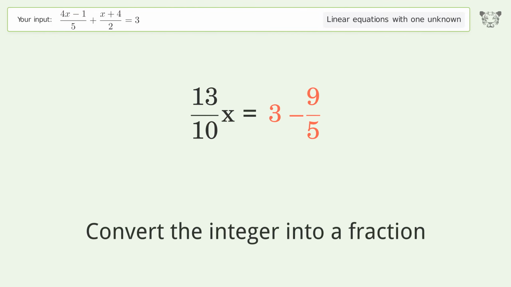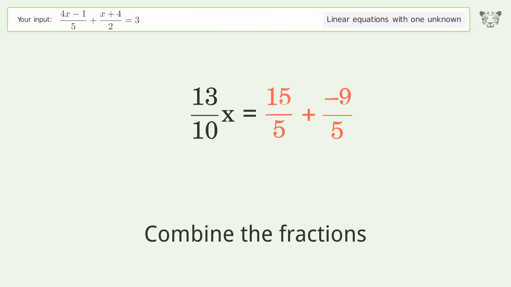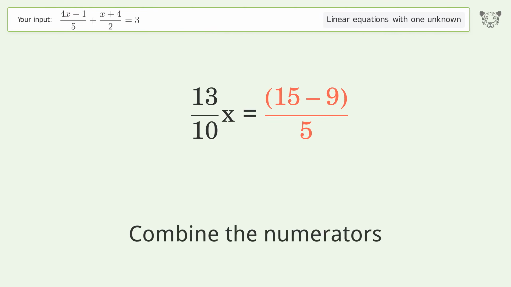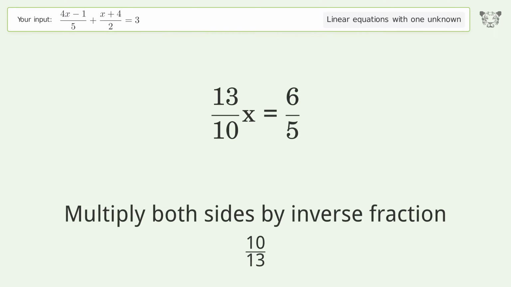Convert the integer into a fraction. Combine the fractions. Combine the numerators. Isolate the x. Multiply both sides by inverse fraction 10/13.